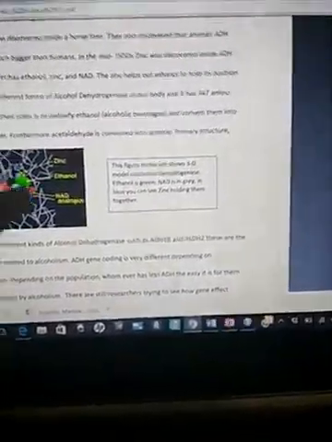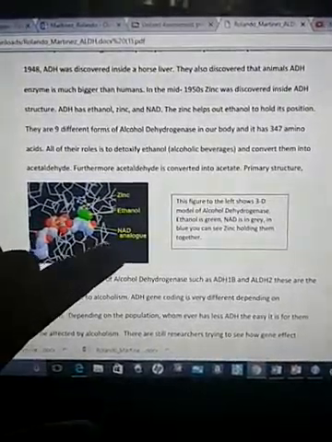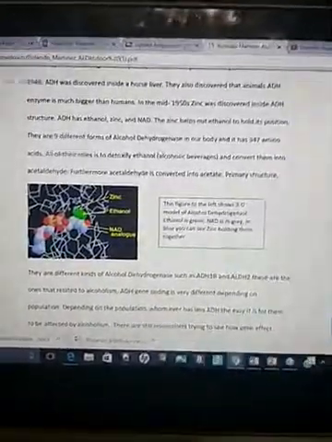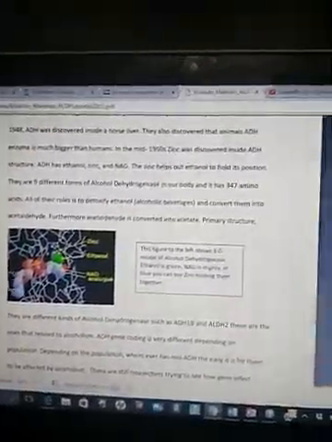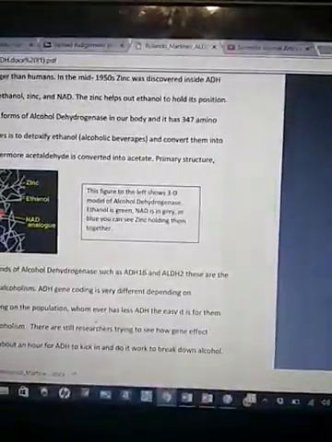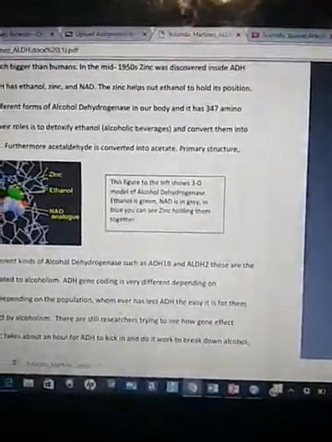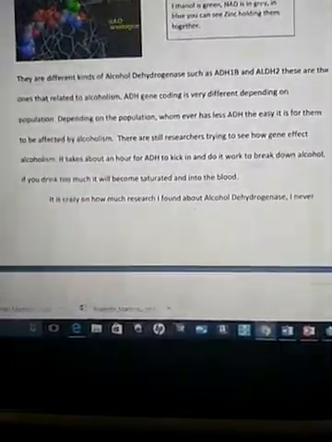Here's another 3D model. As you can see, the zinc, ethanol, and NAD. The zinc helps out the ethanol to hold it in position. There are 9 different types of alcohol dehydrogenase, and like I said earlier, there are 347 amino acids in there. The whole thing basically makes it into acetaldehyde, which is pretty toxic to you.